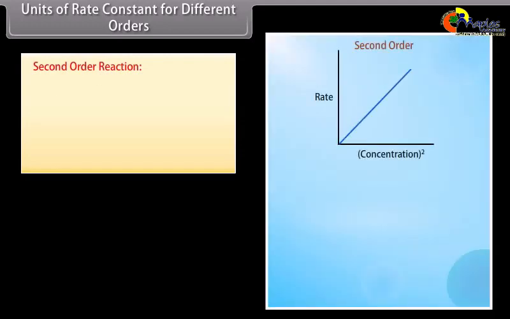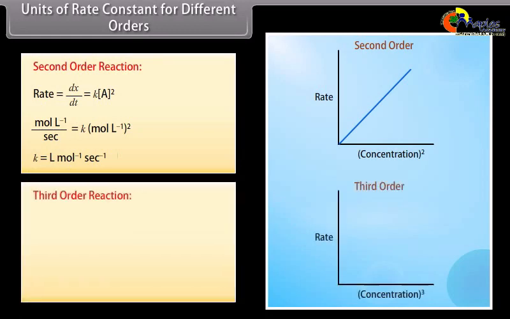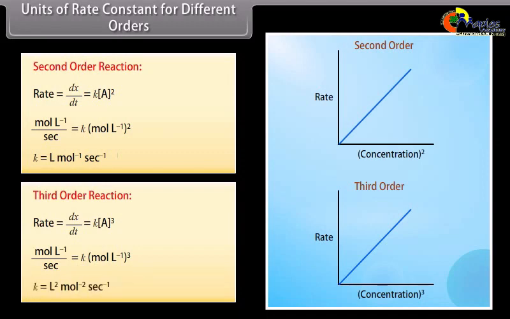Second-order reaction. Rate is equal to dx by dt, which is equal to K times A raised to the power 2. Thus, the units of rate constant for a second-order reaction are liter per mole per second. Third-order reaction. Rate is equal to dx by dt, which is equal to K times A raised to the power 3. Thus, the units of rate constant for a third-order reaction are liter squared per mole squared per second.